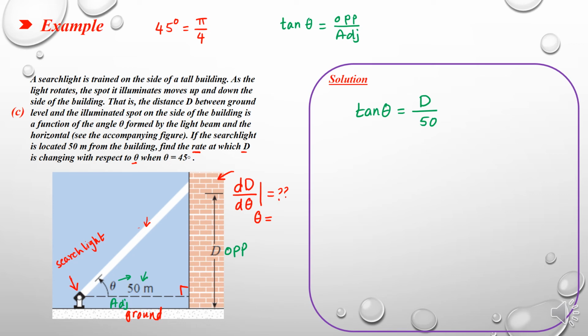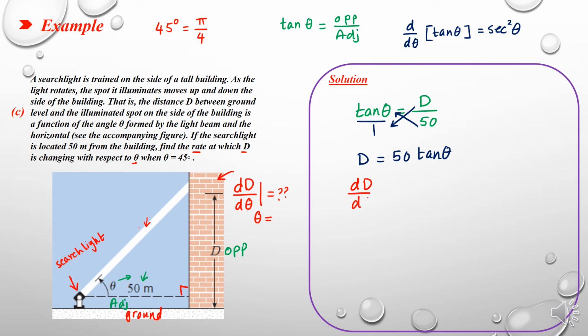Now cross multiply and you will get d equals 50 times tan of theta. Now what is the derivative of tan? The derivative of tan is secant squared. So differentiate both sides and you will get dd by d theta equals 50 multiplied by secant squared of theta.